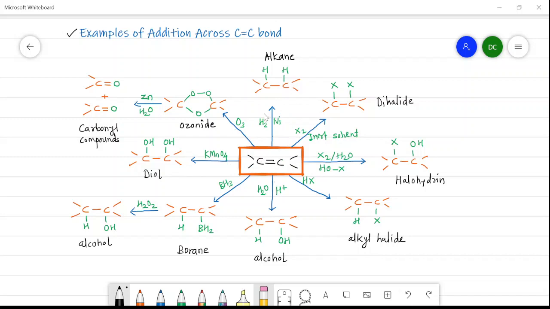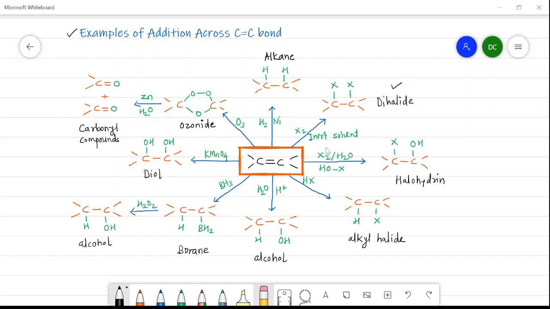It will undergo addition of H2. It is called hydrogenation. In presence of a metal catalyst, it will form an alkane. Two hydrogen atoms are added across the double bond. It also shows halogenation in presence of an inert solvent, that is, an aprotic solvent. X2, that is halogen, will show a dihalide formation.